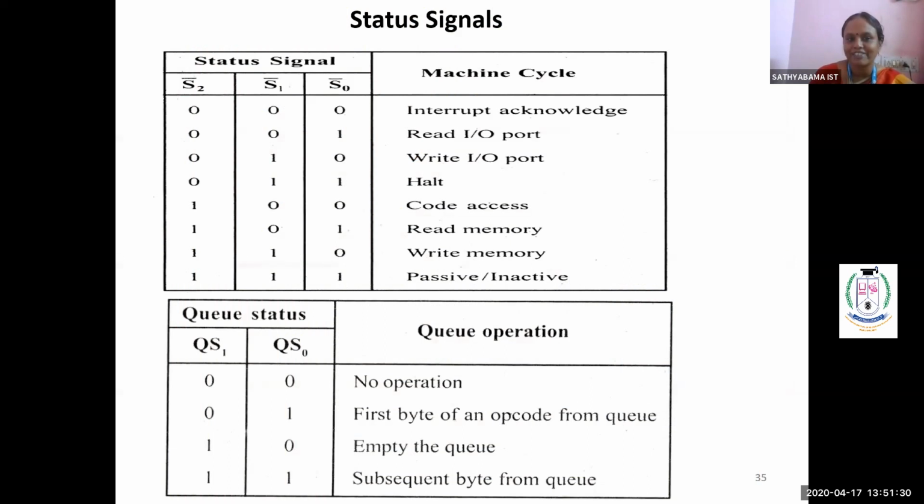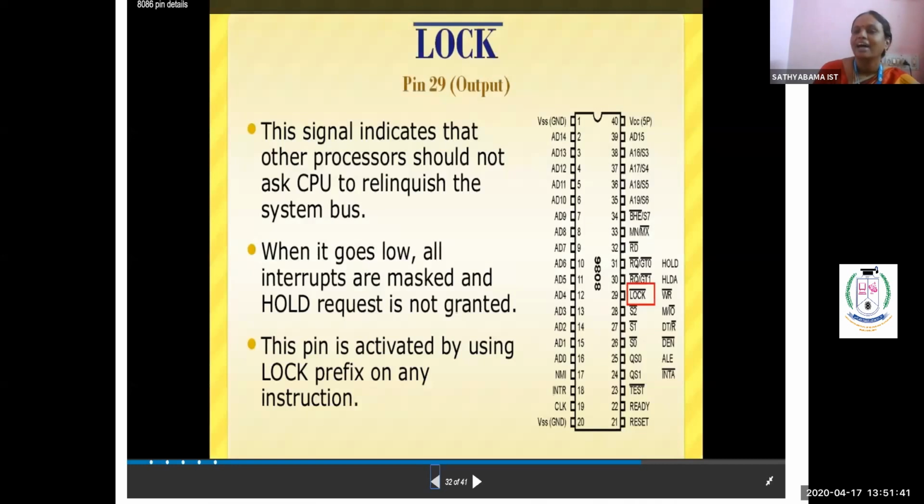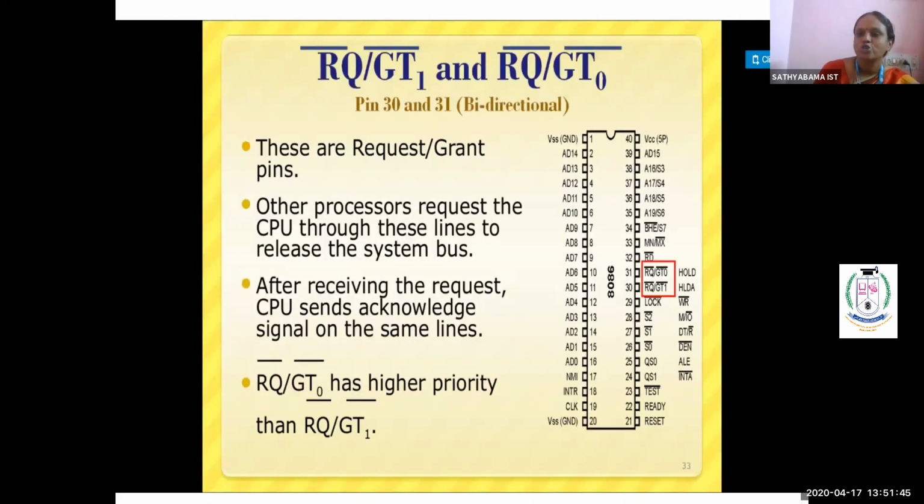So what are the pins we have discussed? 3 pins, S0 bar, S1 bar, S2 bar, mainly allocated for the machine cycle, 2 signals for queue status, and one more signal each for lock bar and bus request. So totally we have discussed the 8 pins which serve these operations.